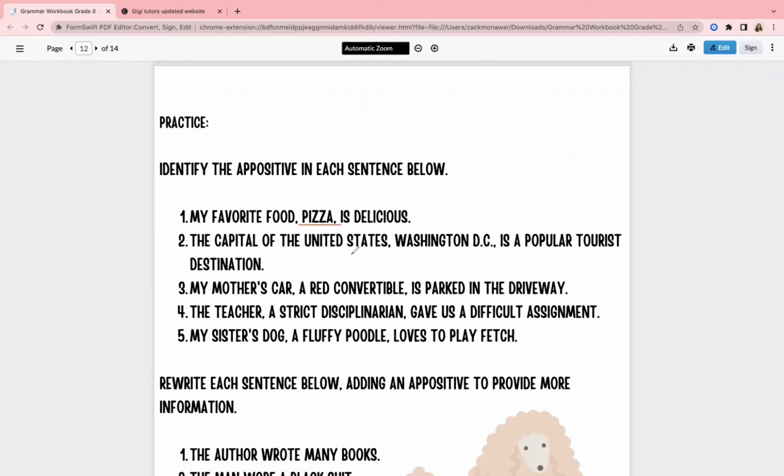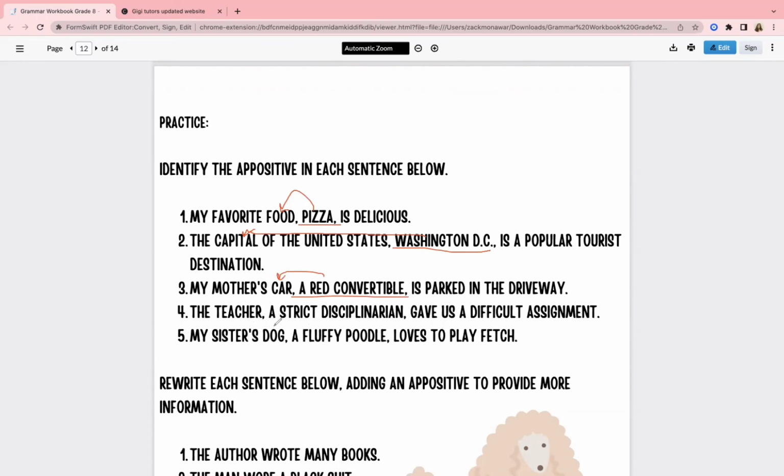The first one, my favorite food, pizza, is delicious. Pizza describes food, and that's our appositive. The capital of the U.S., Washington, D.C., is a popular tourist destination. Since pizza describes food, Washington, D.C. describes capital. Again, we're just explaining a little bit more about our subject.